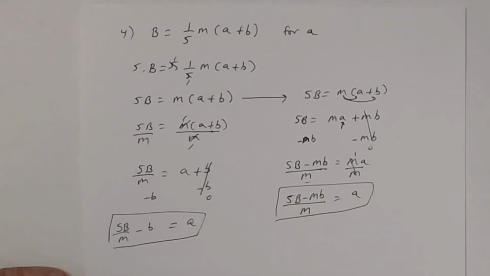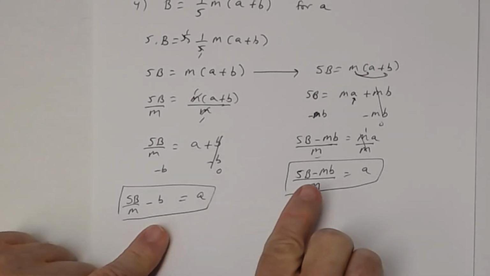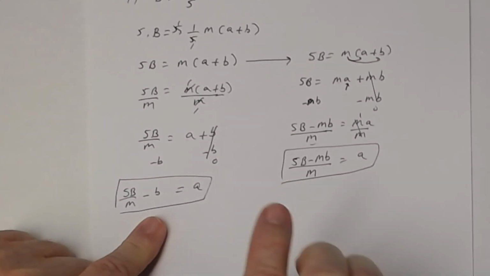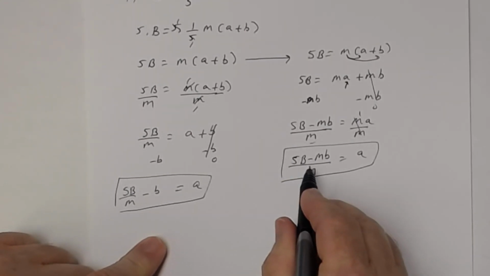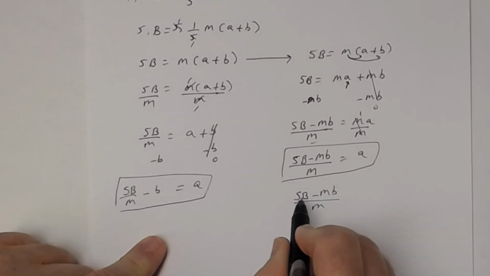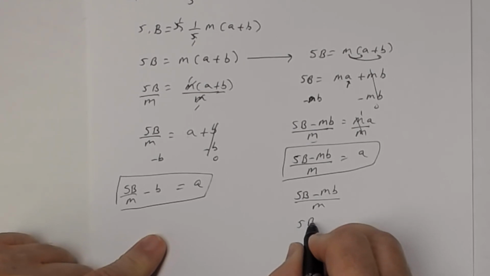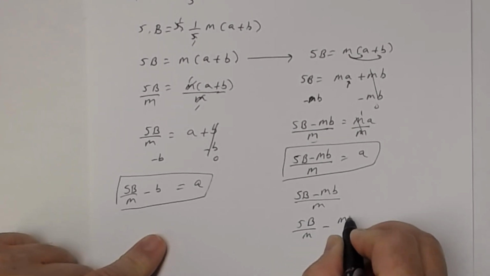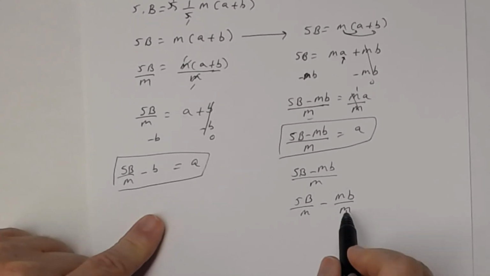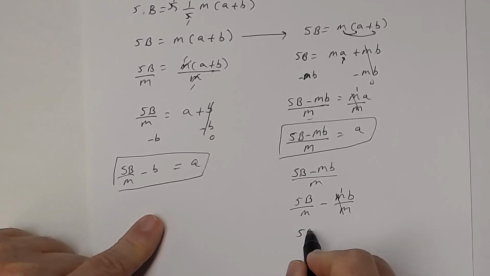And there's your answer. You might say, well, that looks different than this. Well, yes, it does, but they're actually equivalent. So let me show you. See this right here? I have 5B minus mb divided by m. I have two terms divided by a monomial, right? So I can break this down into two fractions. So I get 5B divided by m minus mb divided by m, and then simplifying or reducing, these m's divide out, and I get 5B divided by m minus b, which is what this is.